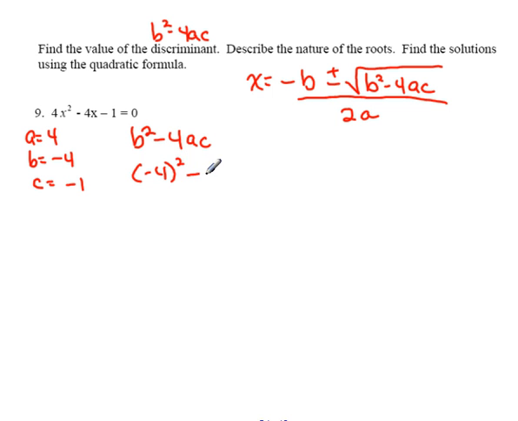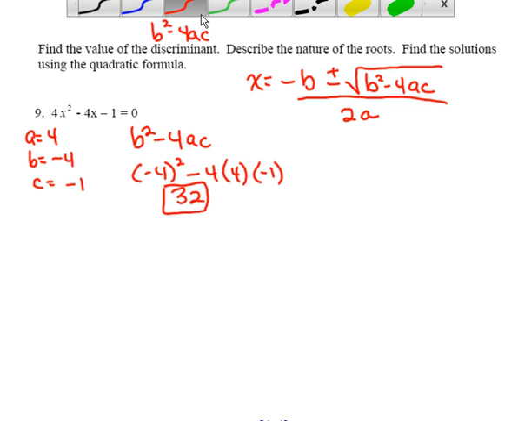Be careful when you square a negative in your calculator that you put it in parentheses. So when I square negative 4, I'm going to get 16, and then you're going to finish that, and when I add and multiply, I get 32 as the value of the discriminant. Well, what does that tell you? It says to describe the nature of the roots.